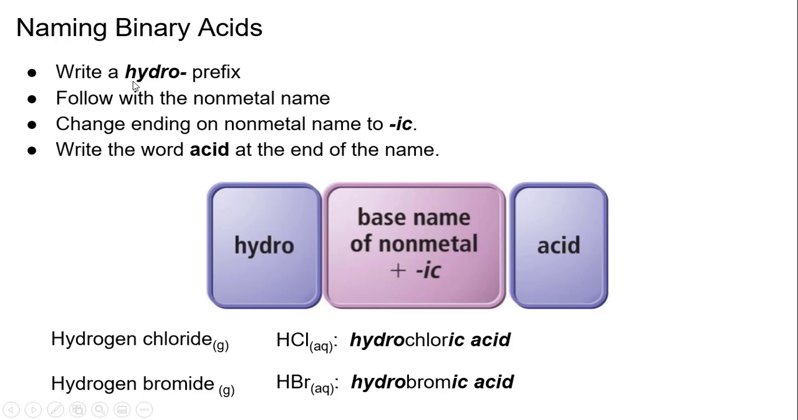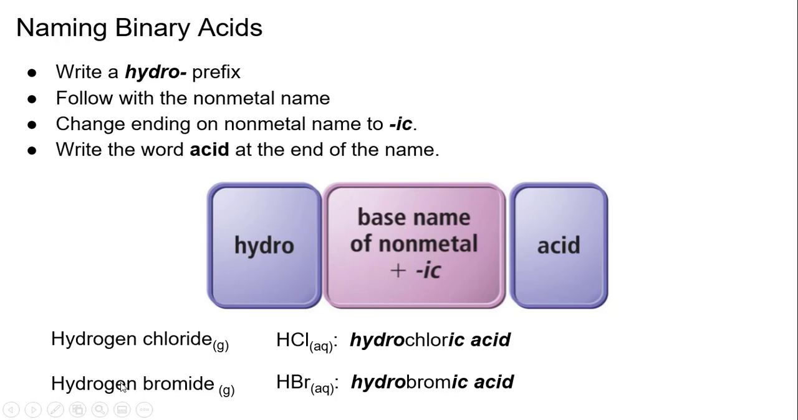So if we look up here, we immediately add hydro, and we're going to take the base name of the nonmetal. So we're focusing on the second portion of this. So it's going to be the chlor. So we're going to have chlor, we're going to add hydro, and then we're going to change the nonmetal ending to ic and add acid. So this would be hydrochloric acid.